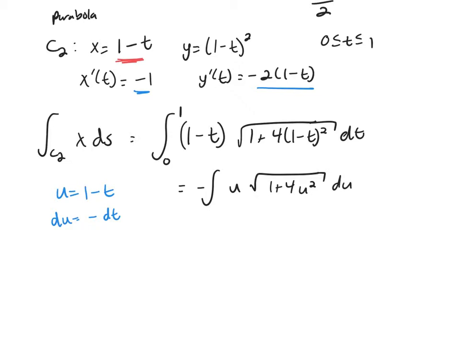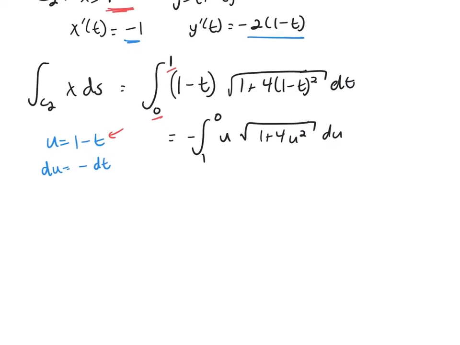Now you do need to change your numbers. Plug these in place of t here. So if I plug in 0, I get 1. If I plug in 1, I get 0. So now, if you look, you simplified it a whole lot. If I flip these bounds, it's going to get rid of that minus for me. So let's go ahead and do that.